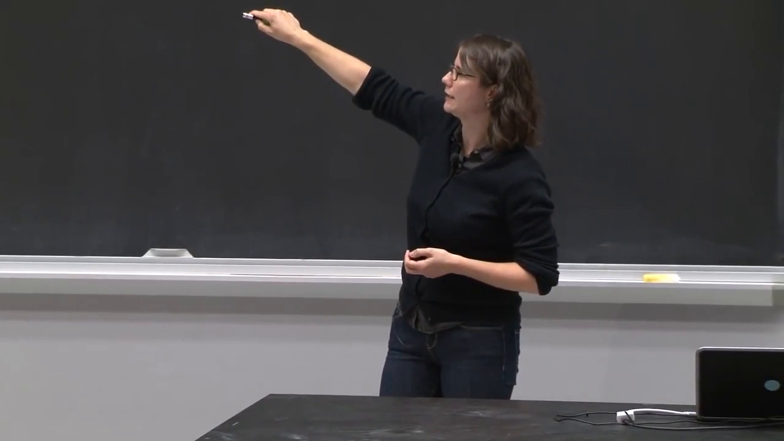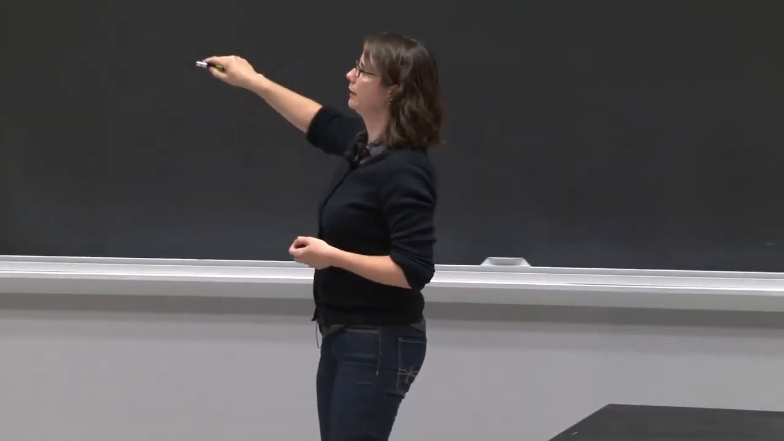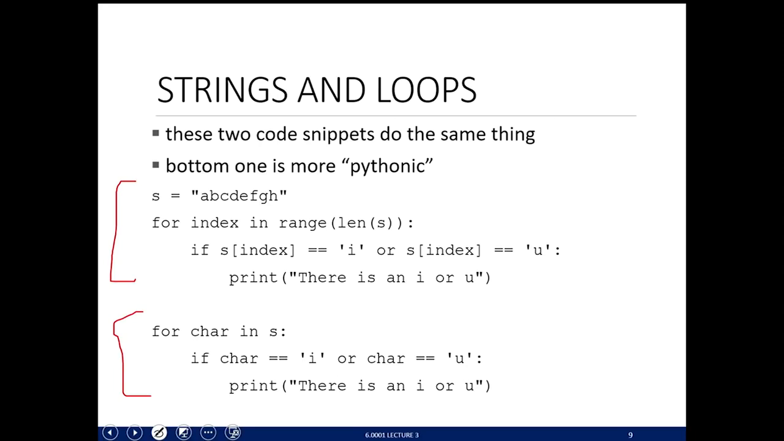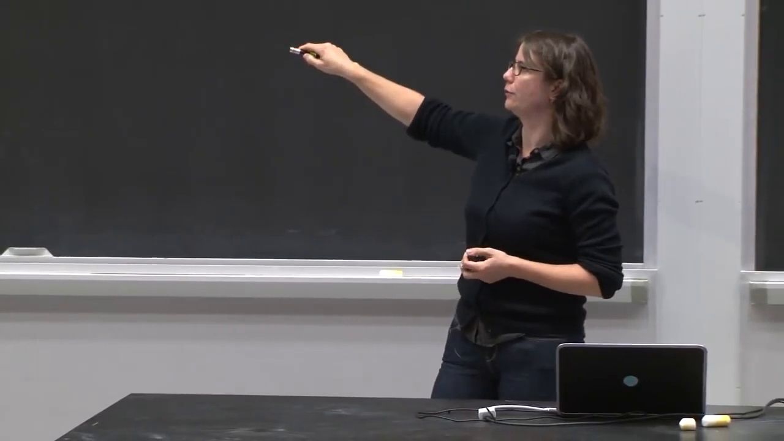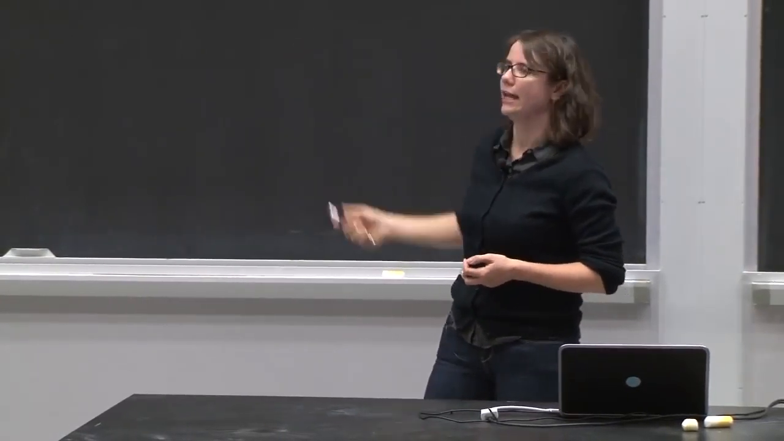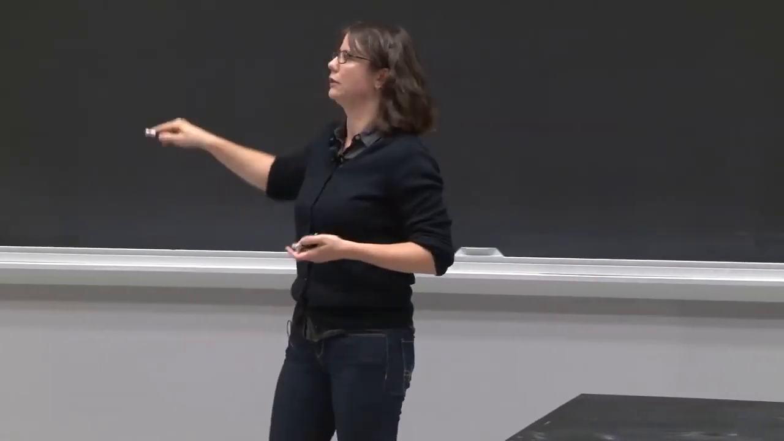Whereas up here, it's a little more complicated to tell what I'm doing, right? You have to sort of think about it a little bit. For some index in this range of numbers, 0 through the length of the string s, if s at position index is an i or s at position index is a u, print there's an i or a u. Okay. Both of these codes just go through the string s, and if it encounters a letter that's an i or a u, it's just going to print out this string here.